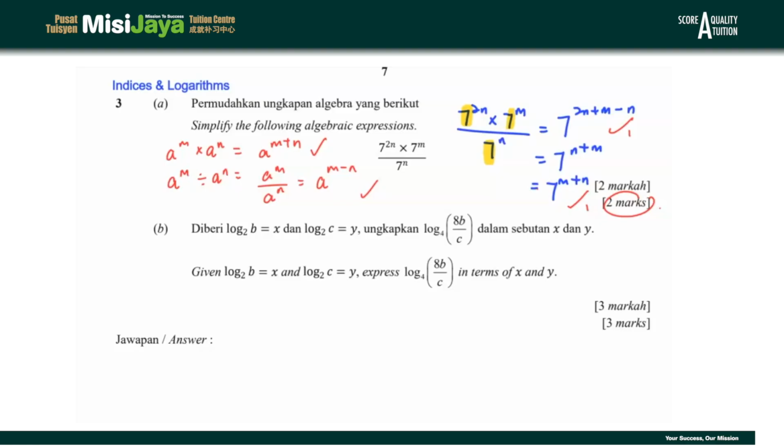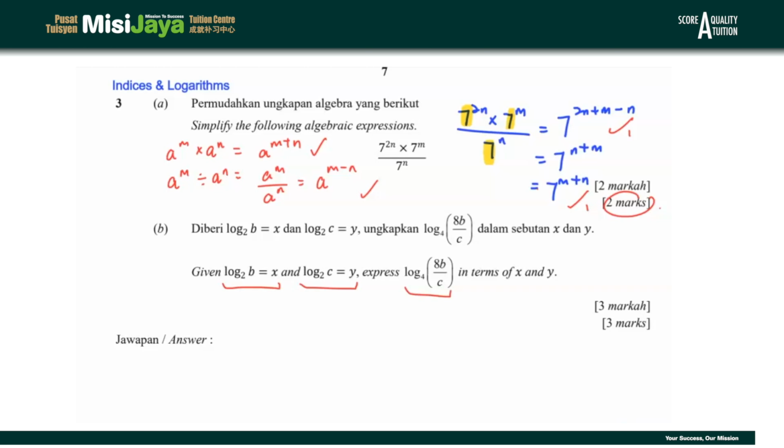Let's look at question number 3B. So this is testing you on law of logarithms, okay? So still remember? Okay, let's read the question first. So given log 2b equals x, log 2c equals y, express log base 4 of 8b over c in terms of x and y.